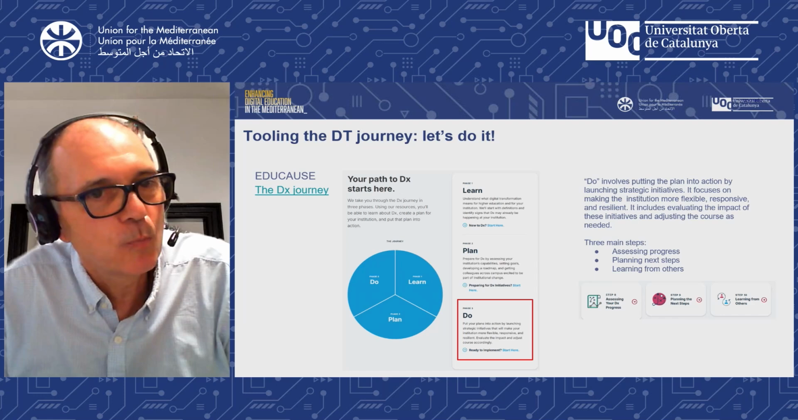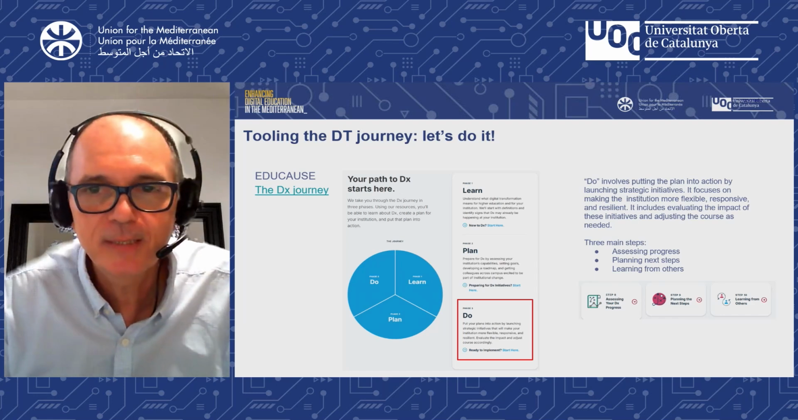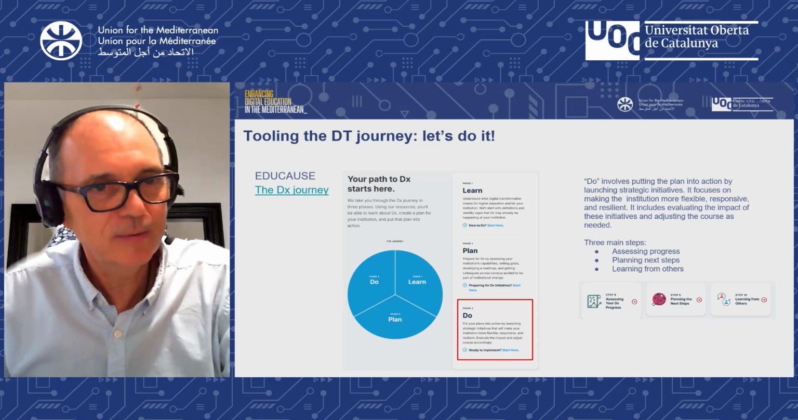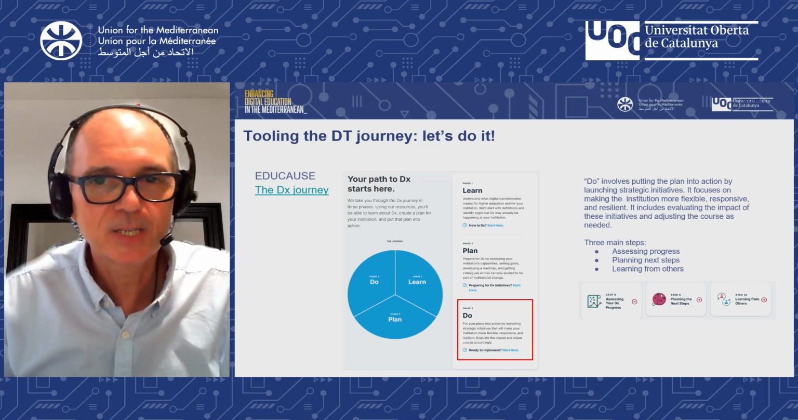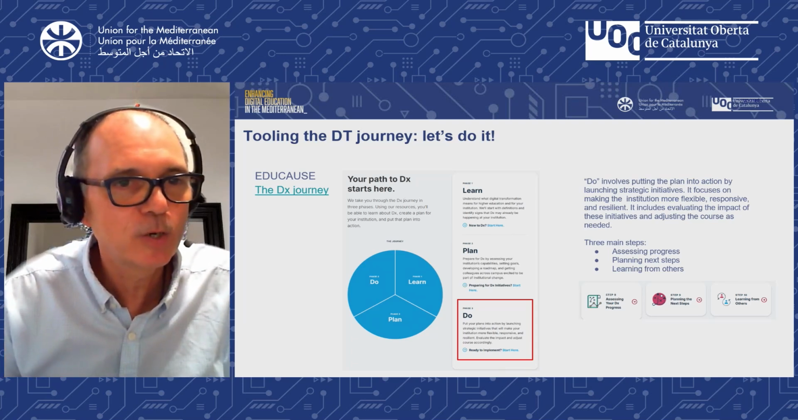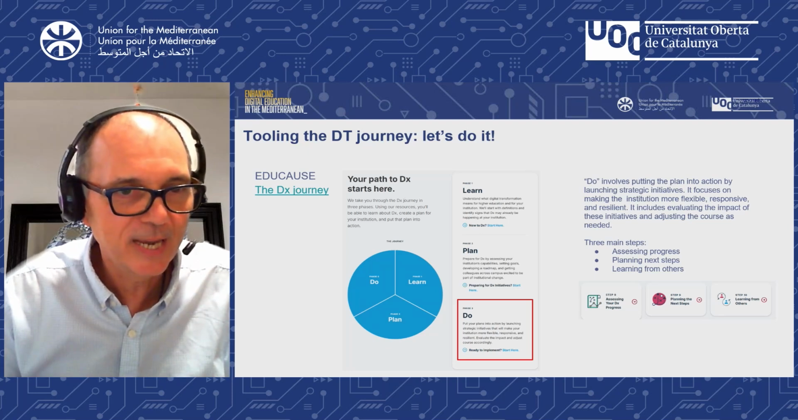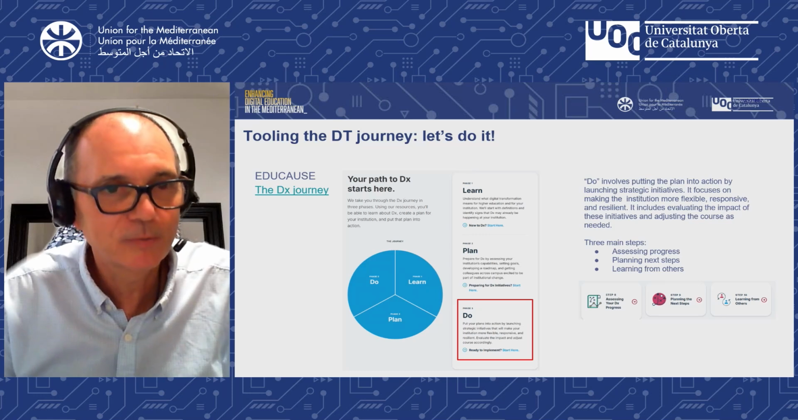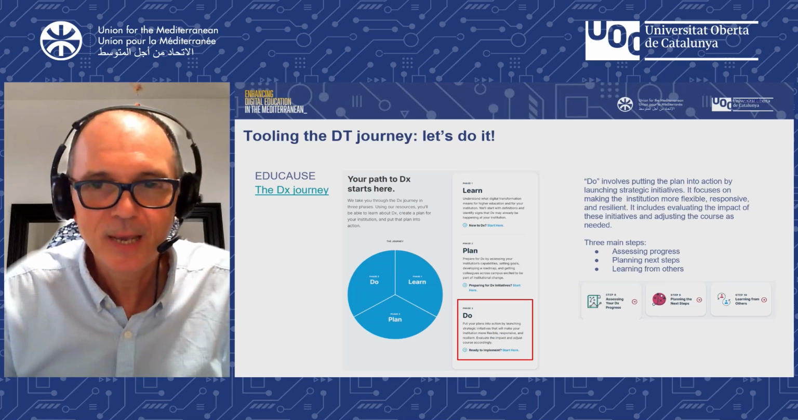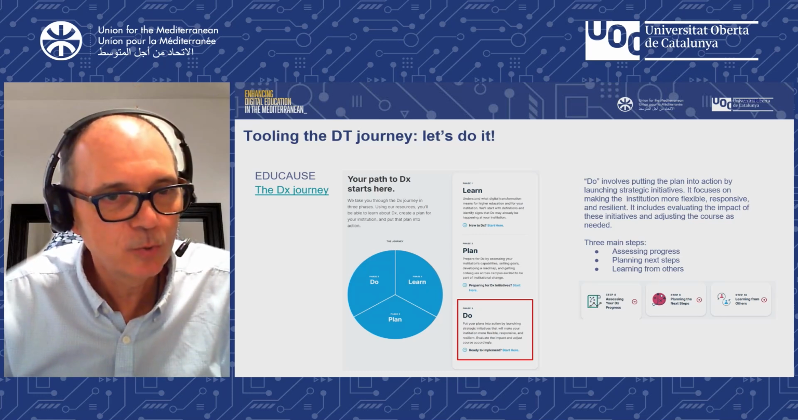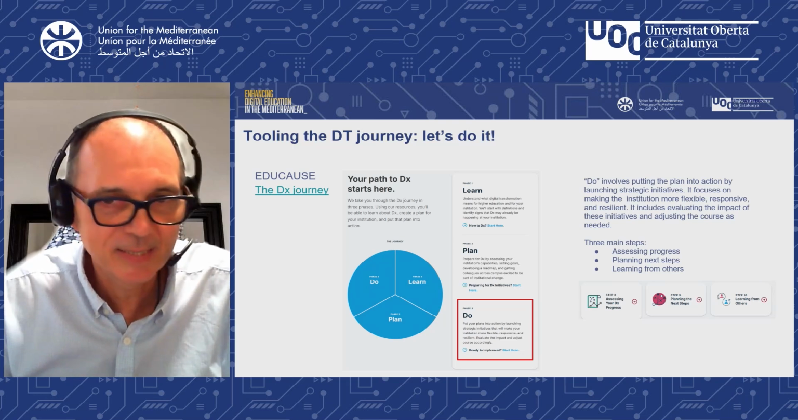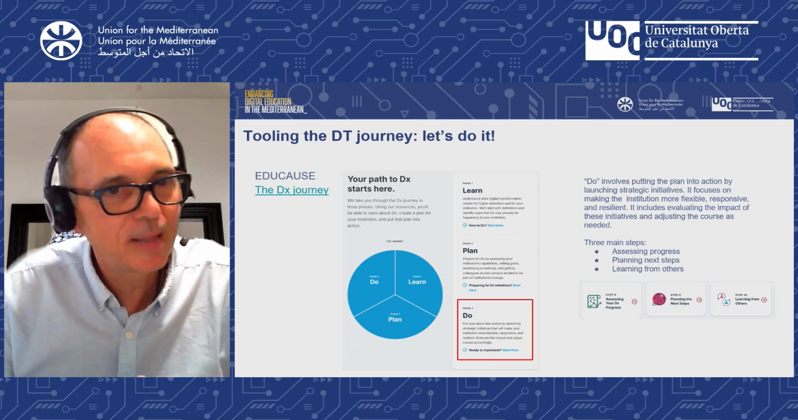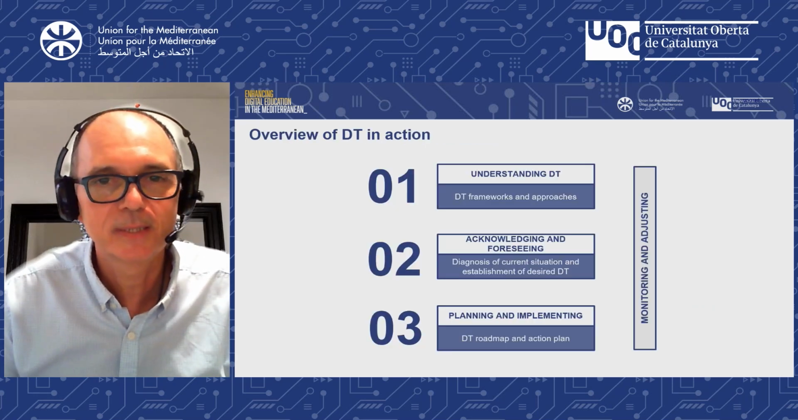It focuses on making institutions more flexible, usually related to DT, responsive and resilient, and includes evaluating the impact of the initiative. Always evaluating is very important, and adjusting as the course needs, because we always plan and project, but if we monitor and evaluate in a continuous approach, probably there are corrective measures we can introduce, and it's usually the case. There are three main steps: assessing the progress, planning the next step, and learning from others. Again, learning from others is quite important.